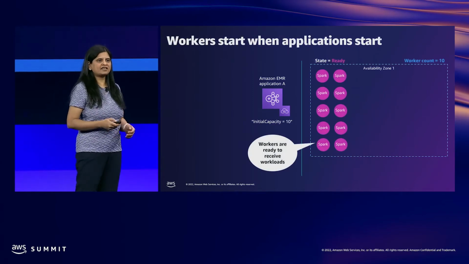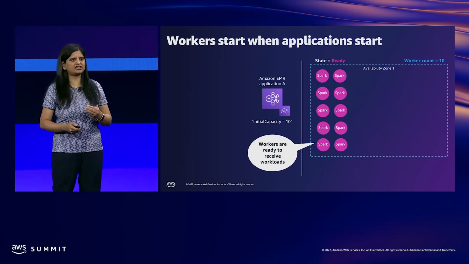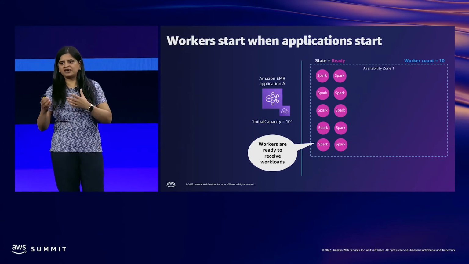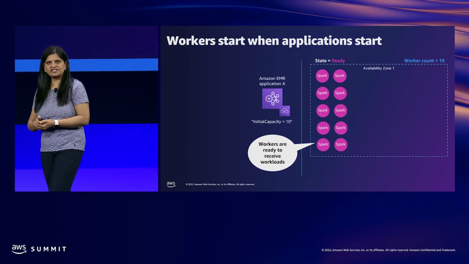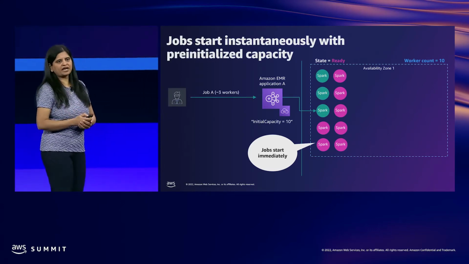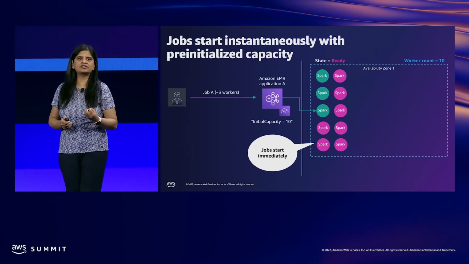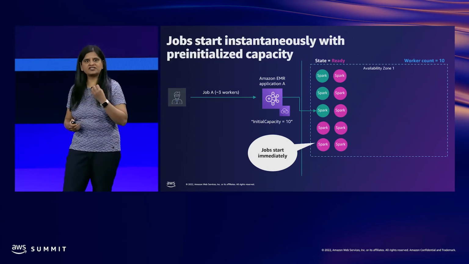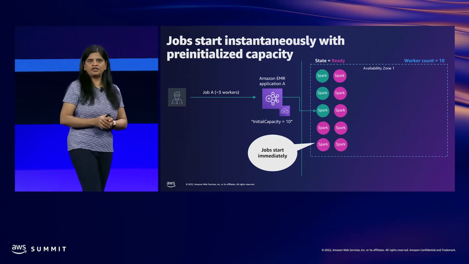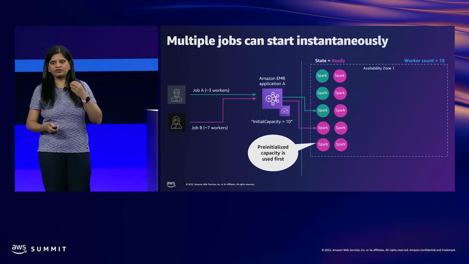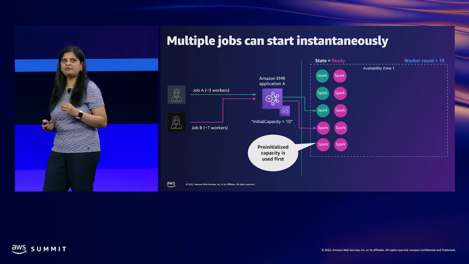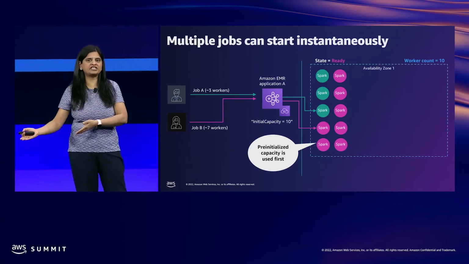Now, the minute I submit a job to this application, or I make an API call to start the application, the workers get into a ready state, and this is when you can start running your jobs. So in this example, I submitted job A, which requires 3 workers. Now, this job A is run on 3 workers taken from the pre-initialized pool. Now, if you submit job B that requires 7 workers, again, this job B will be run on 7 workers from the pre-initialized pool.